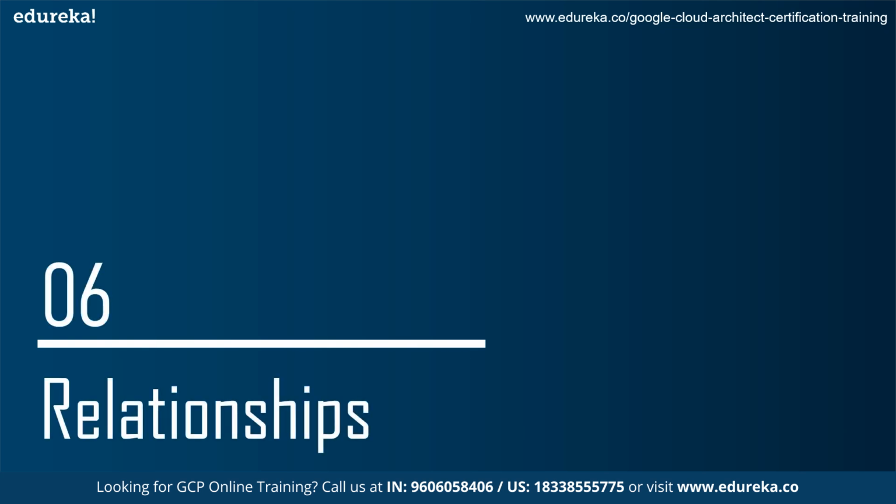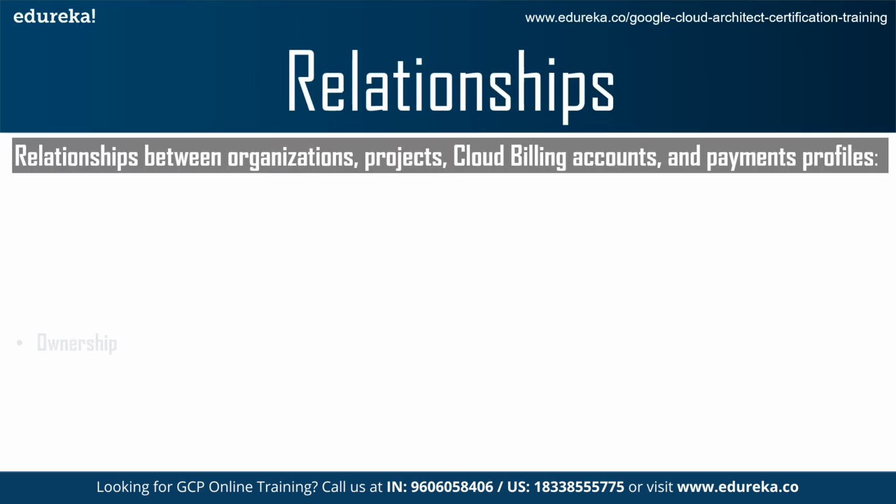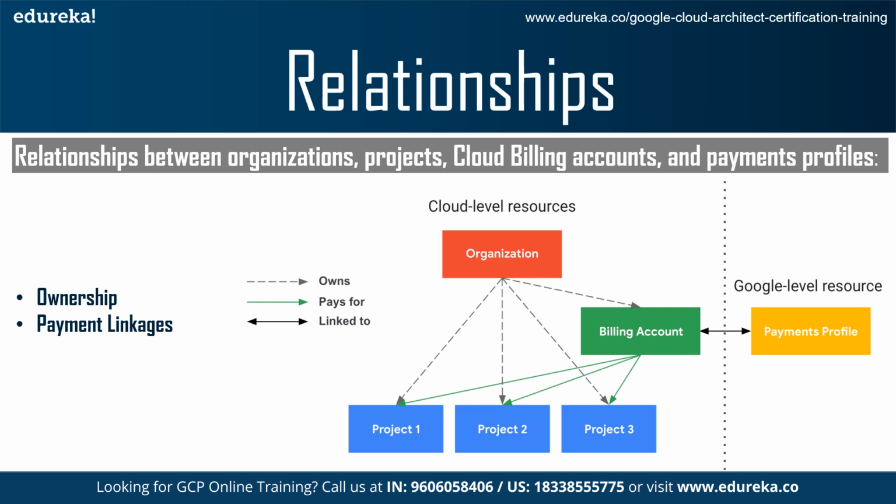Now let's understand the relationships between organizations, projects, cloud billing accounts, and payments profile. There are two types of relationships that govern the interactions between organization, cloud billing accounts, and projects. That is ownership and payment linkage. Ownership refers to an identity and access management permission inheritance, and payment linkages define which cloud billing account pays for a given project. Ownership of a cloud billing account is limited to a single organization. Payment linkage of a project linked to a cloud billing account is not limited by organization ownership. It is possible for a cloud billing account to pay for projects that belong to an organization that is different from the organization that owns the cloud billing account.